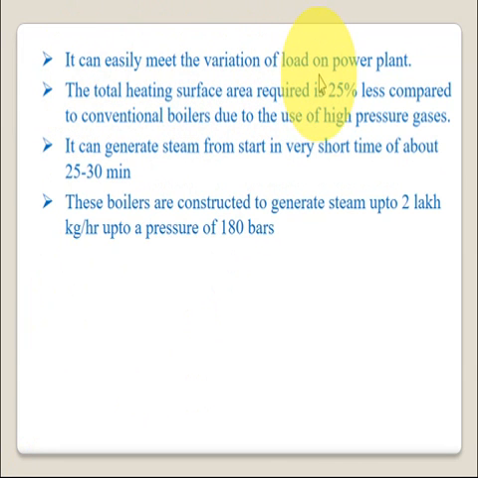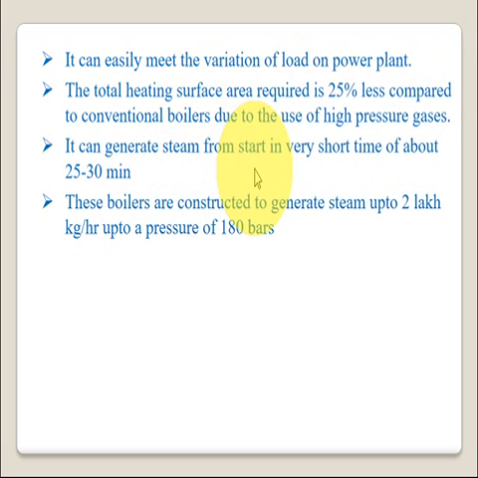It can easily meet the variation of load. This is an advantage of the supercharged boiler. The total heating surface area required is 25% less compared to other boilers. This is because combustion takes place at high pressure, meaning compressed air is used in the combustion chamber. So the area required for the combustion chamber is reduced by 25%, and the heat transfer rate is increased due to the high pressure of the exhaust gases.